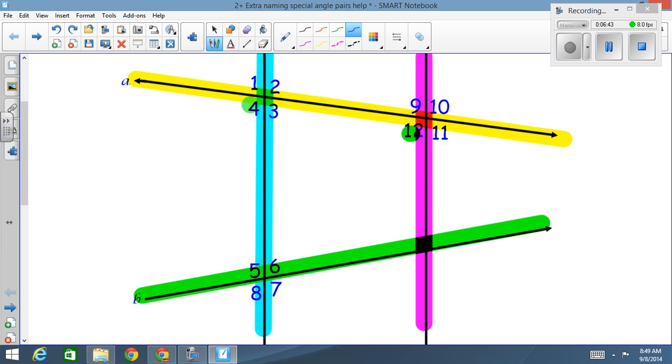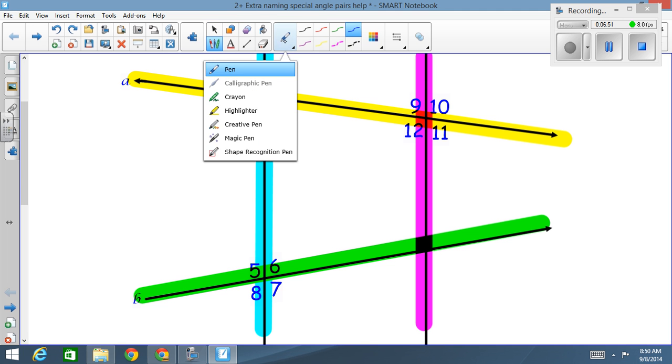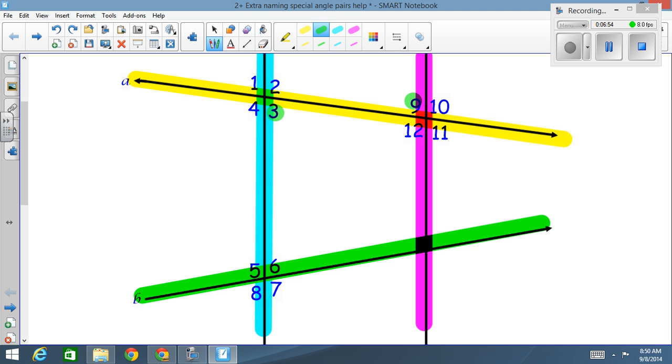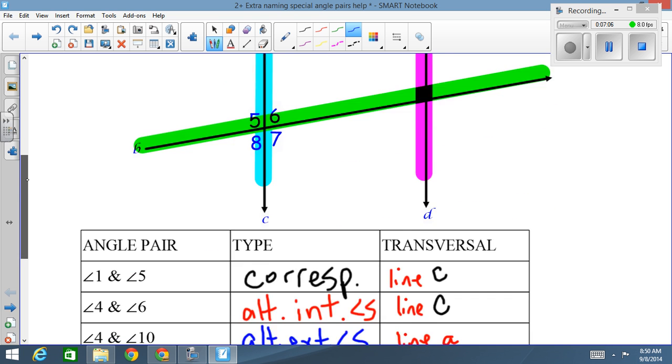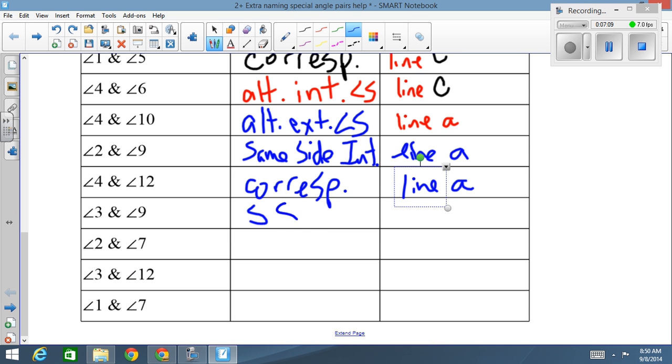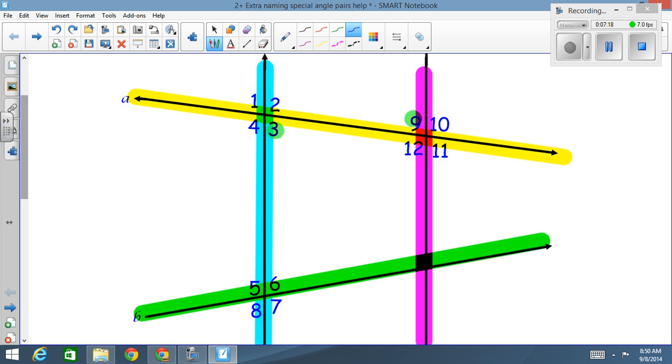3 and 9, angles 3 and 9. Okay, now we're still on that same transversal. Here's 3, here's 9. They're both on the interior because my interior is everything in here. Opposite sides of it, diagonal, so these have to be same side interiors. 3 and 9, these are going to be same side interiors, still on line A. Angles 2 and 7. It just hit me that instead of deleting these every time, I can just move this. Here's 2, here's 7.